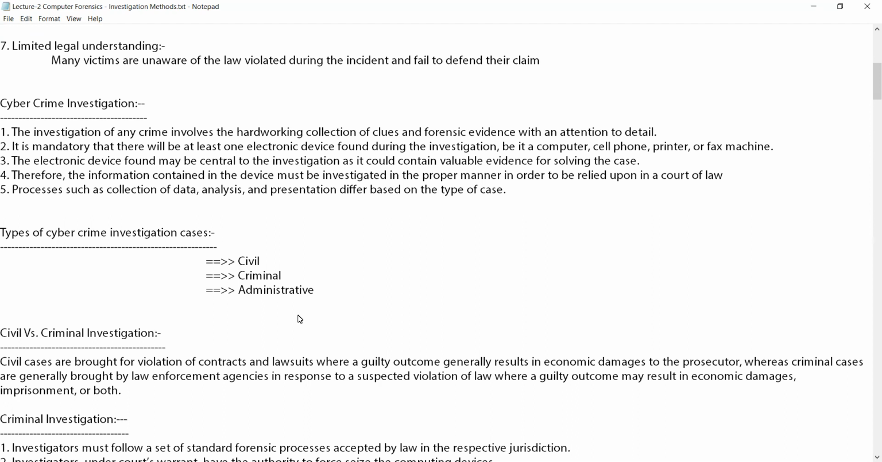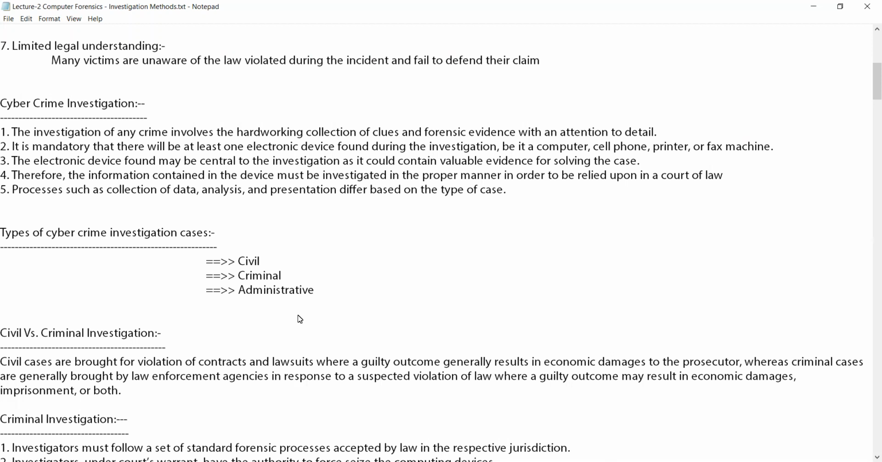Now let's discuss the types of cybercrime investigation. In total we have three types of investigation cases. The first is civil investigation cases, the second is criminal investigation cases, and the third is administrative investigation cases. Okay, so let's discuss each one by one.